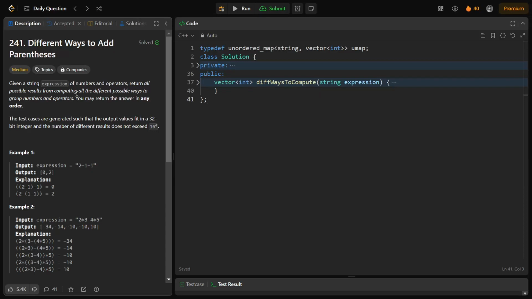Senan this side, and in this video we are going to solve this LeetCode daily problem, which is: Different Ways to Add Parentheses. This is LeetCode 241 and this is a medium level problem, and this is actually deserving of a medium level tag.